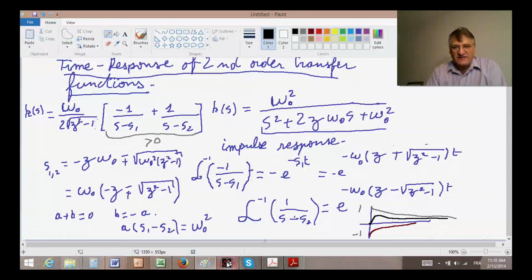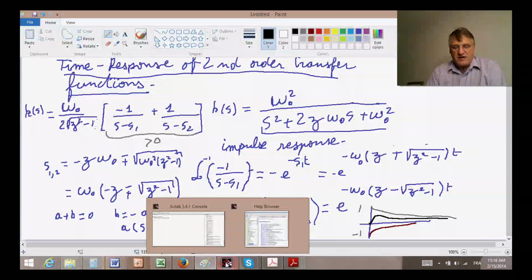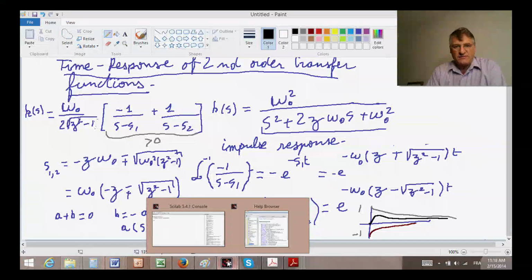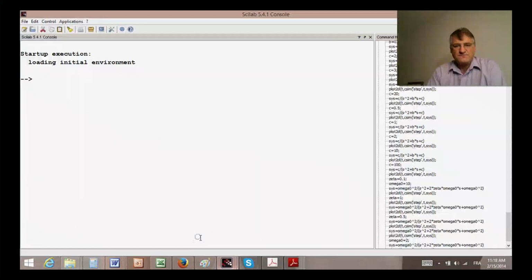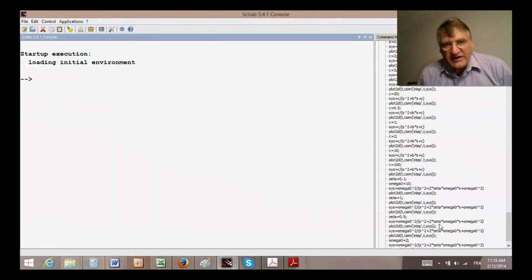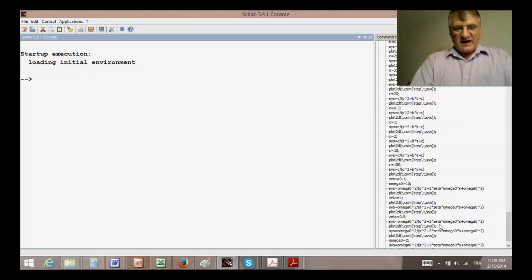Let us look at this from a more computational standpoint. So we will pick an example where zeta is greater than 1. So we'll say something along the lines of zeta is equal to 2. We pick omega naught is equal to 10.